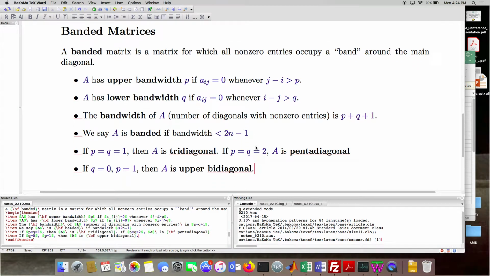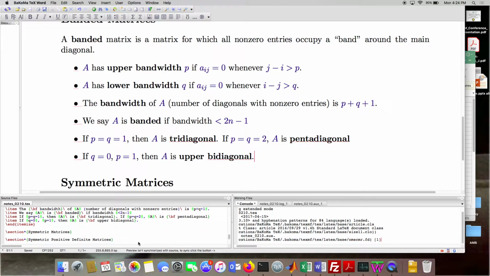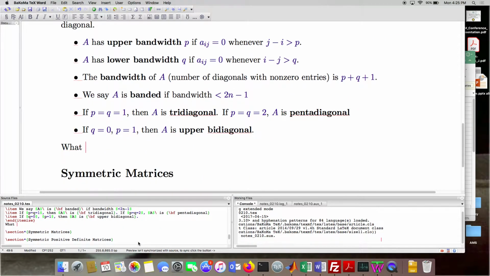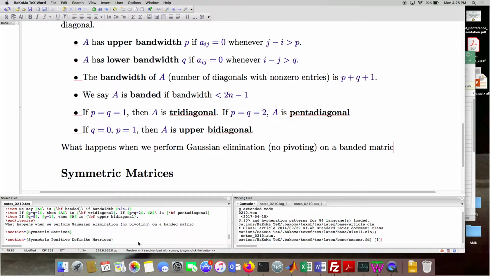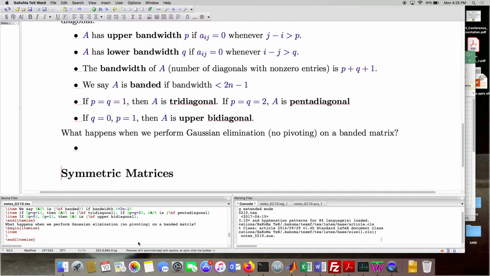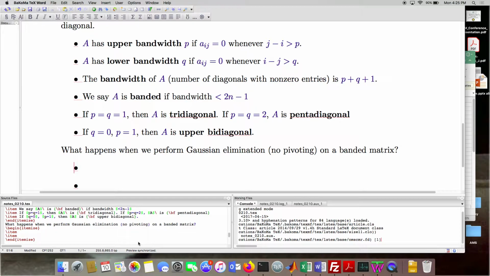Okay. So what happens when we perform Gaussian elimination, and for now, no pivoting, on a banded matrix? Well, we go through a regular process, and we eliminate all the entries below the diagonal in the first column, then in the second column, and so forth.